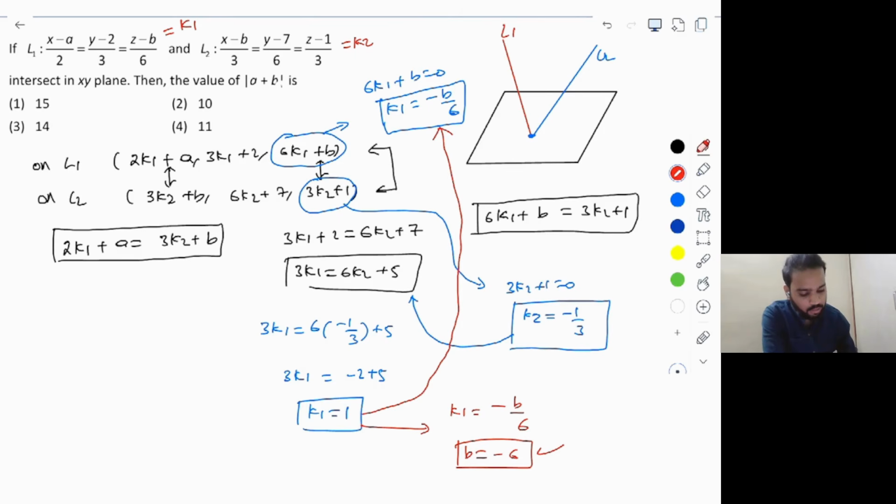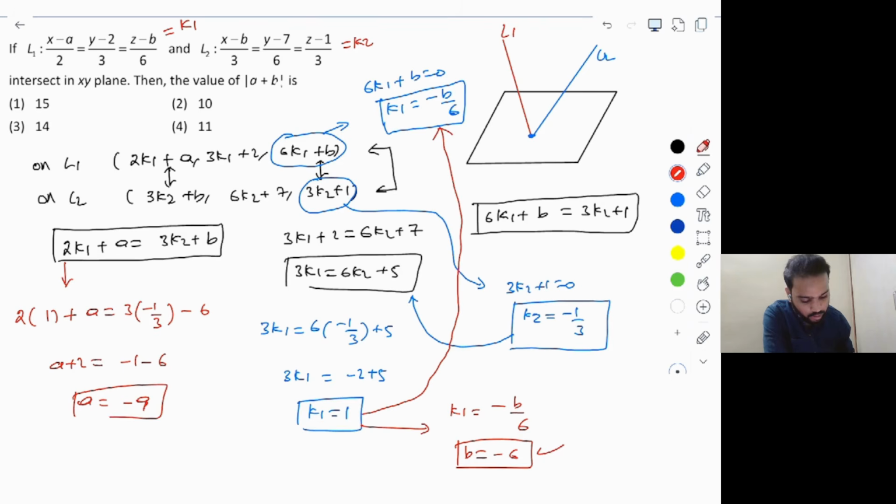But more importantly, by using condition one, I can put the values of k1 and k2 and get the value of a also, right? So let's do that here. Observe carefully. It is 2 times k1 is 1 plus a is equal to 3 times k2 is minus 1 by 3 and then plus b, which we just got. Okay, so finally what we get is a plus 2 is equal to minus 1 minus 6, which means a is equal to minus 9.